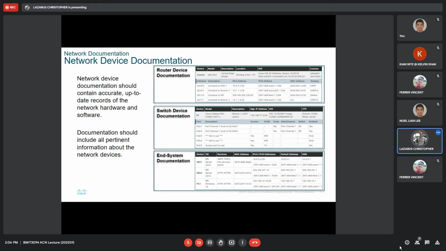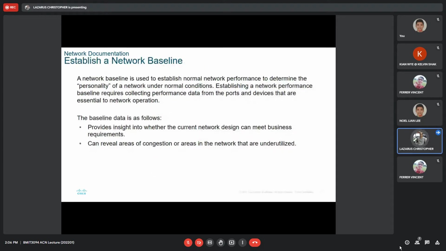So you need to keep network device documentation, and then establish a network baseline. You need to know, based on day-to-day operation, what is the average performance of your network. So this becomes your network baseline, right? So you need to collect data, right?